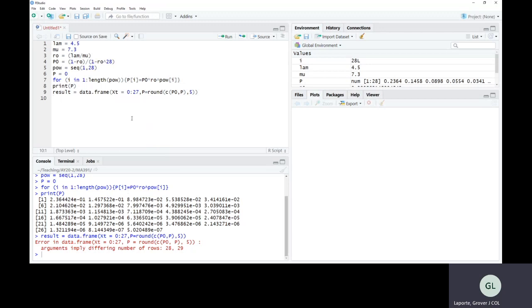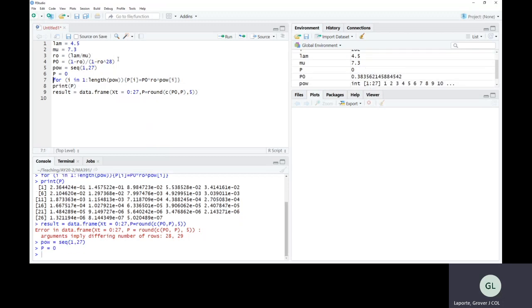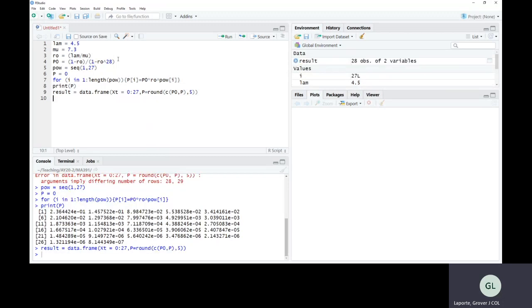Arguments imply differing rows. So 0 to 27. Oh, I know what it is. I should have gone to 27, not 28. Let's calculate this thing again: P and then result, and then print result.